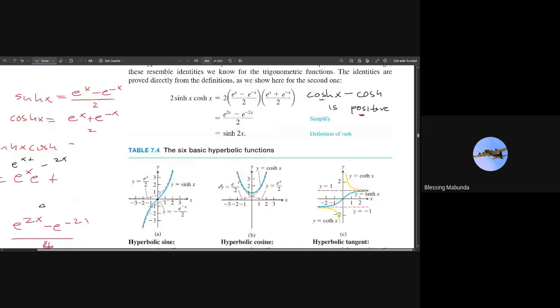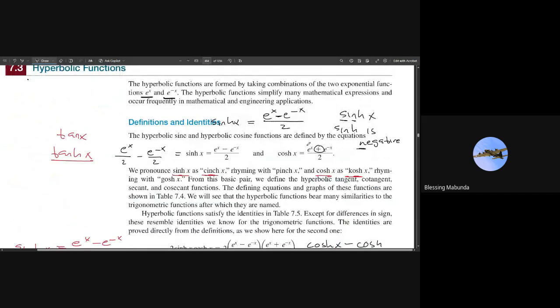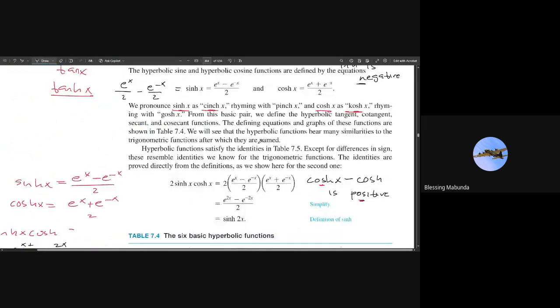And then for cosh, this is how it looks. So its value is determined by this algebraic expression that we have in the numerator.